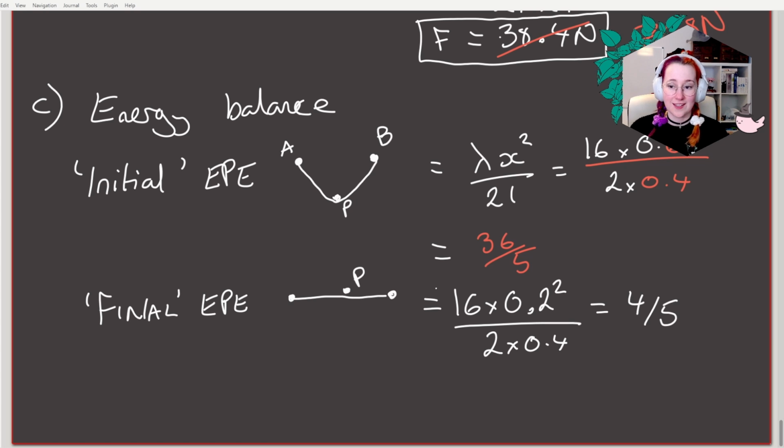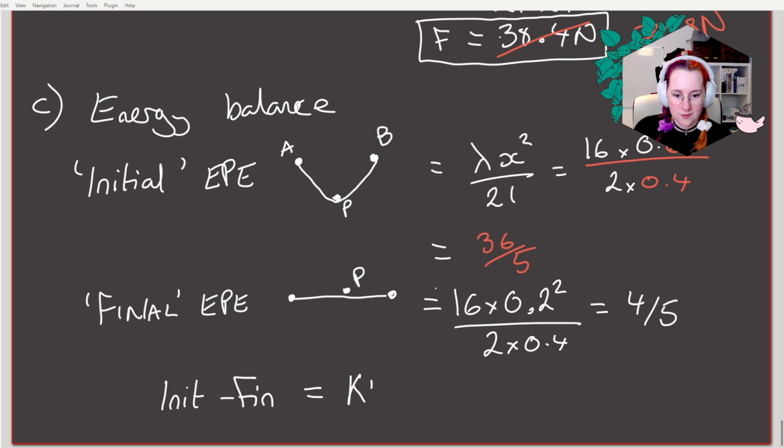So we have a difference in values here. What has that been converted into? That has been converted into the kinetic energy in the particle. So we have initial minus final is equal to kinetic energy, right? That's the kinetic energy that's pushed it back.